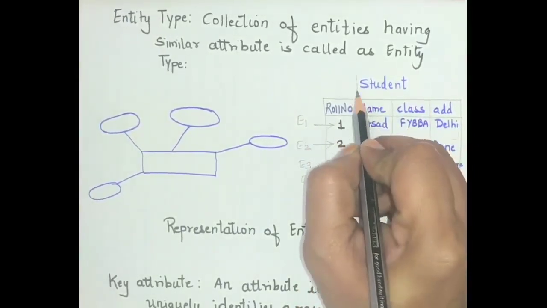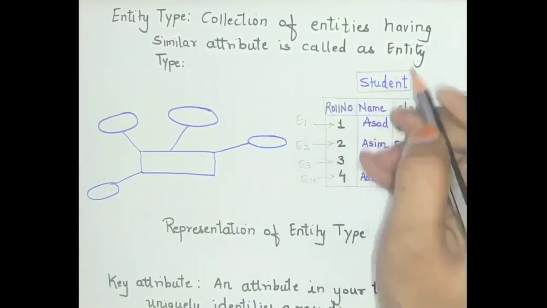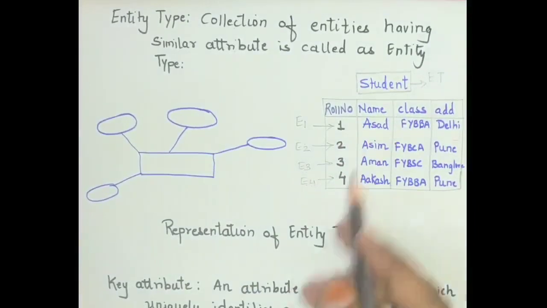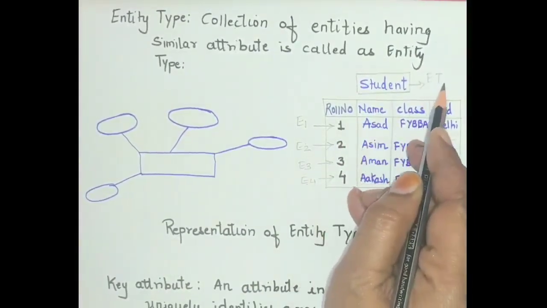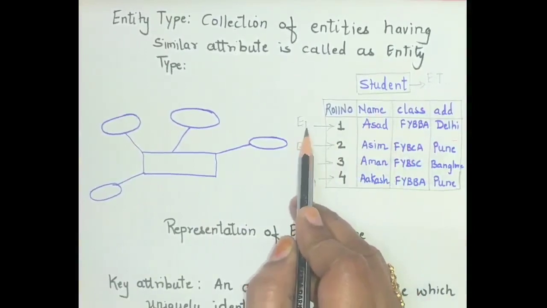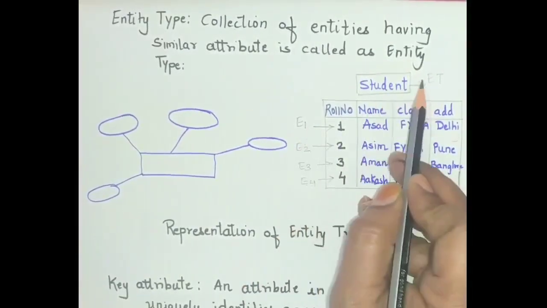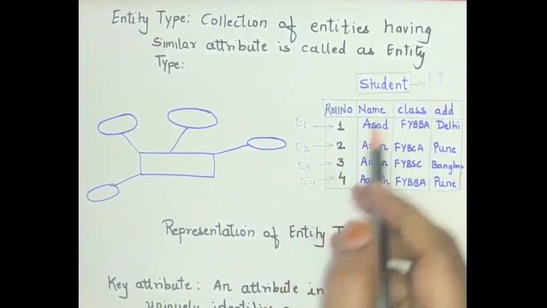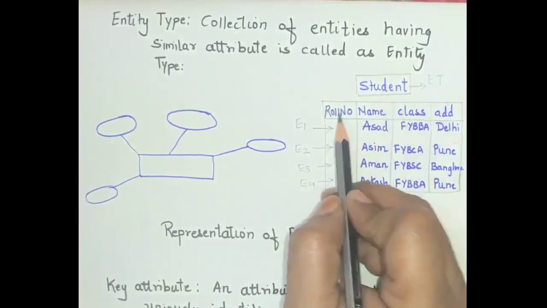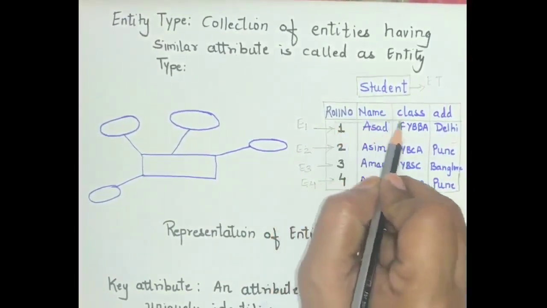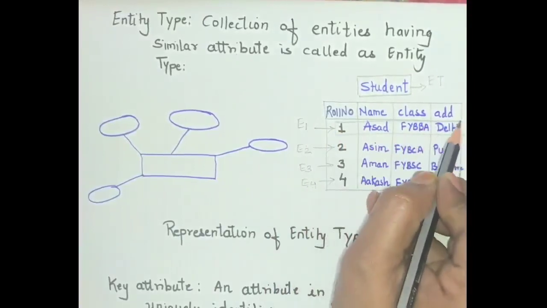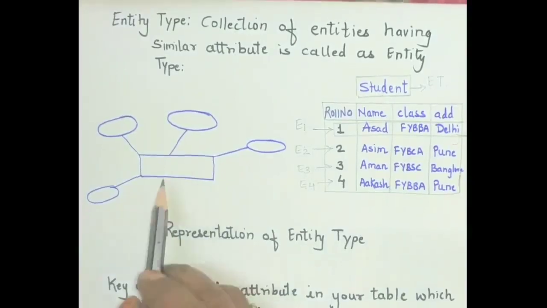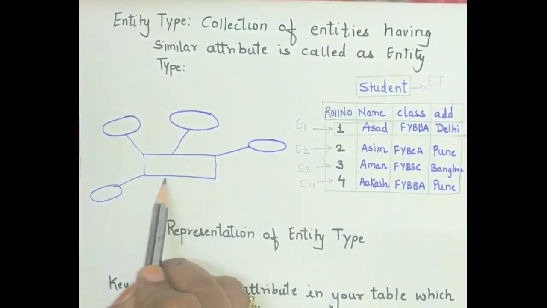So here we say this table name itself is said to be the entity type. The relation name itself is nothing but the entity type, and we say entity 1 belongs to entity type student. Similarly, entity 4 belongs to entity type student. That means this entire entity set belongs to entity type student. Okay. Now, how is it represented in the entity relationship diagram?